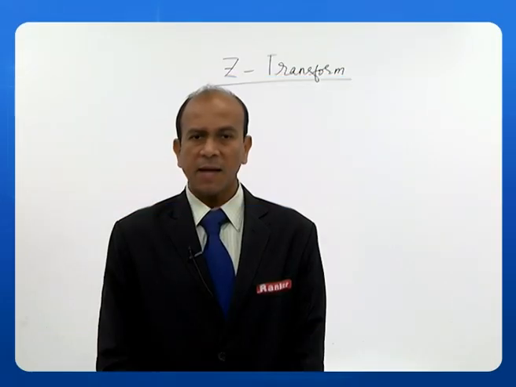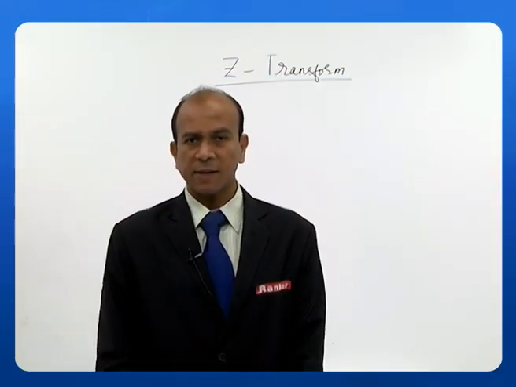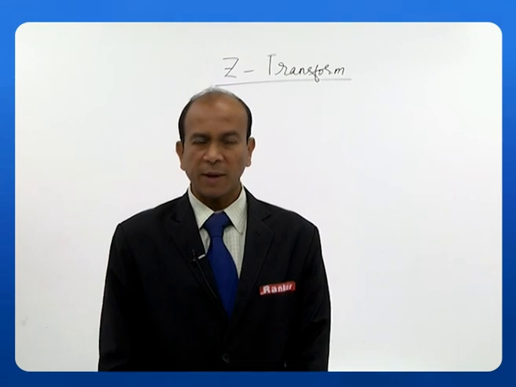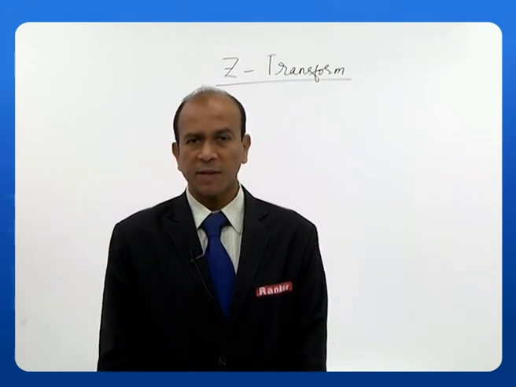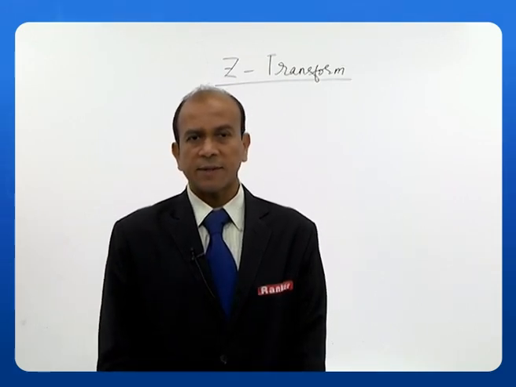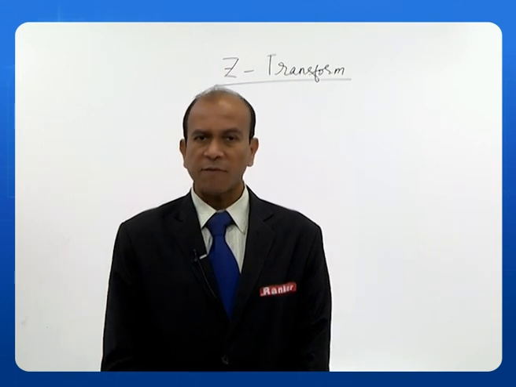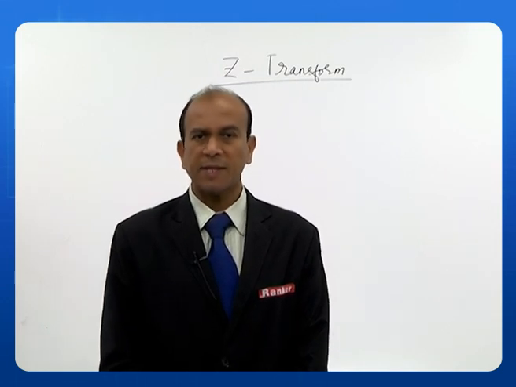Okay, let us see some examples of Z transforms. Let us start with calculating, because we have said in the previous slide that the Z transform of delta of n is equal to 1. So, let us start with that problem first. Okay, let us see the examples.